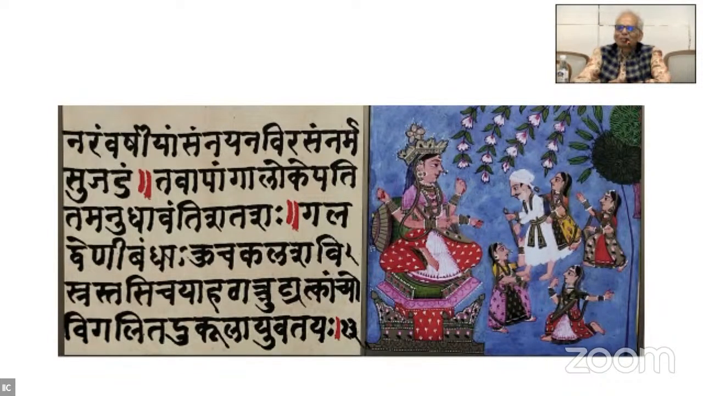So Naram Varshiyansam Nayana Virasam Narma Sujadam Tavapanga Loke Patitamanu Manudhavanti Shatasha. If you just glance on a 90-year-old person, and by Akshapata, he will be revived and rejuvenated to the extent that he will be flanked by beautiful ladies, coming running after him. Tavapanga Loke Patitamandhavanti Shatasha Galat Veni Bandha. Their Veni Bandhas are all unbound. So they are depicted, the Veni Bandha, you see the lady at the right hand side below. They are following this man.